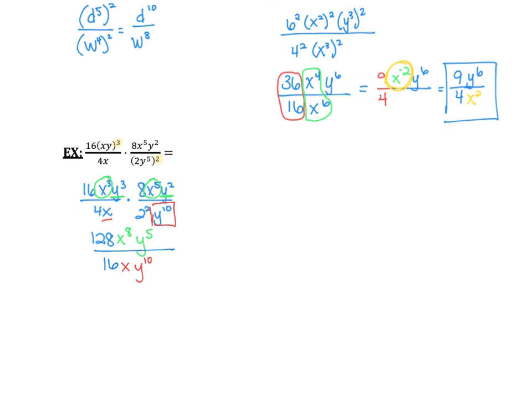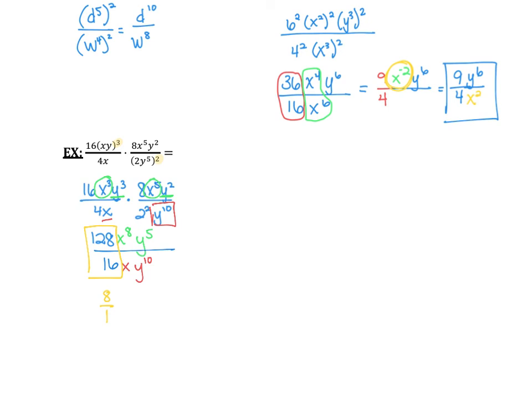Now you guys, this becomes a quotient rule. And it becomes a quotient rule that I'm going to simplify by doing the normal numbers first. And 128 divided by 16, 16 actually goes into 128 evenly. We know it goes in 8 times. So I'd have 8 over 1.